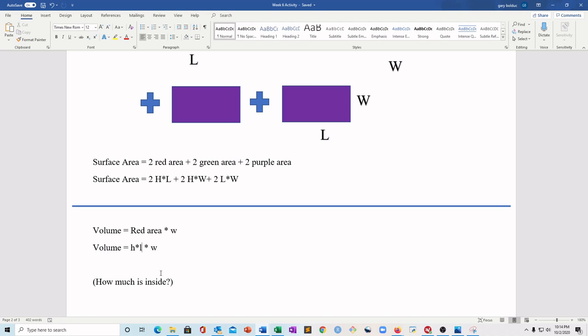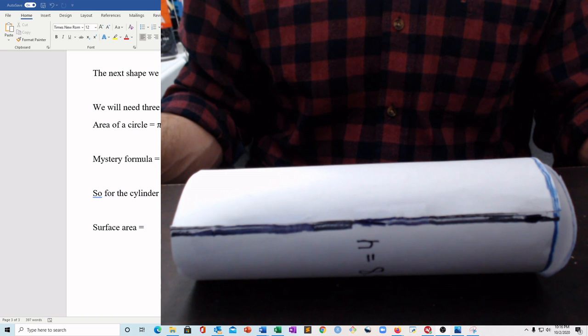There you go. So all together, let's make these capitals so they match. All together, I have the surface area is 2 times each side area, height length, plus 2 times height width, plus 2 times length width. The volume is just all 3 of the different lengths multiplied. Height times length times width.